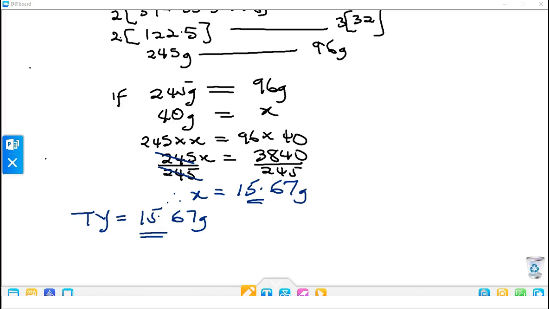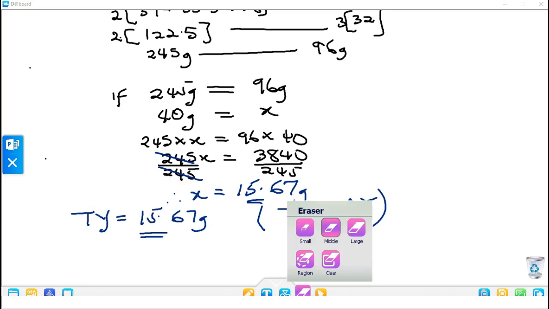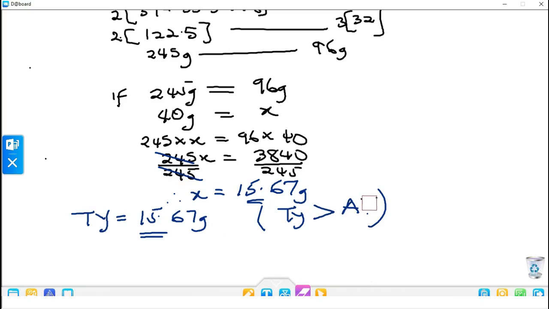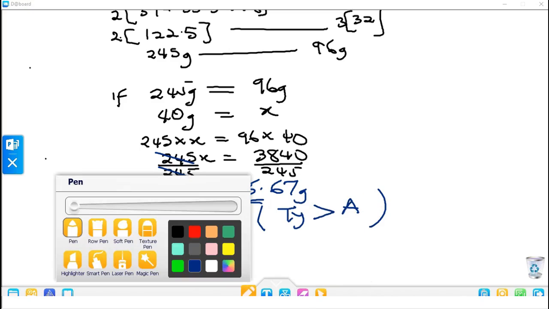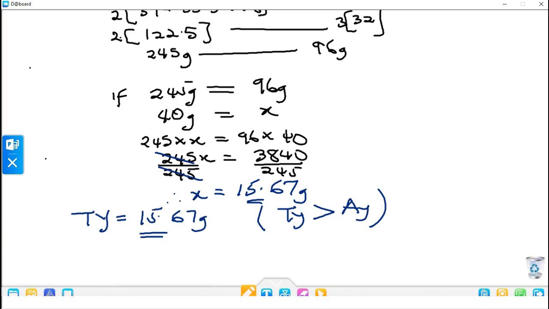And I want to establish that in every question under percent yield, Ty must always be greater than Ay. Please, it is good we take note of this. Ty must always be greater than Ay. Ty is always greater than Ay in every question that has to do with percent yield. So let us proceed now to our solution.